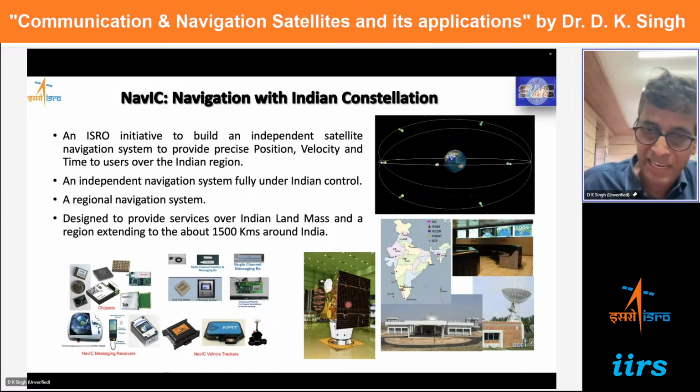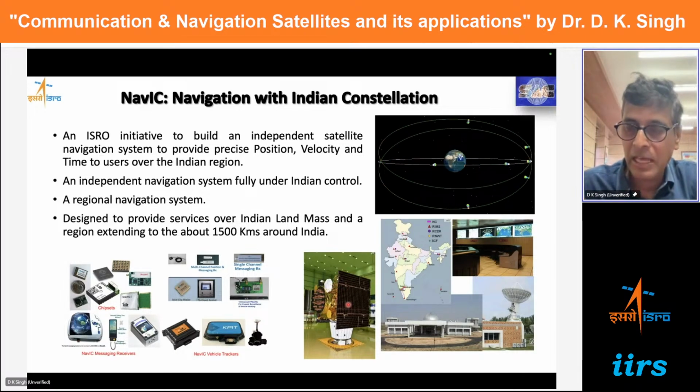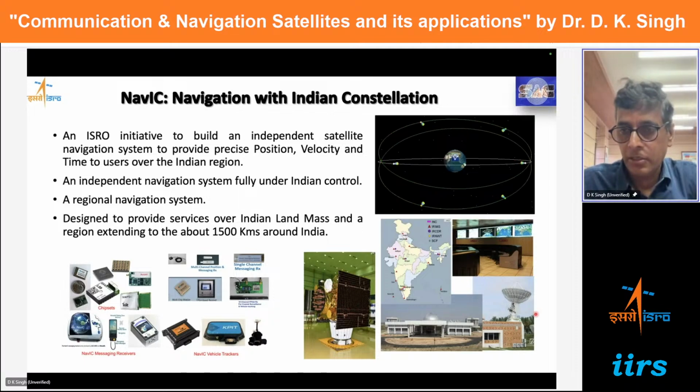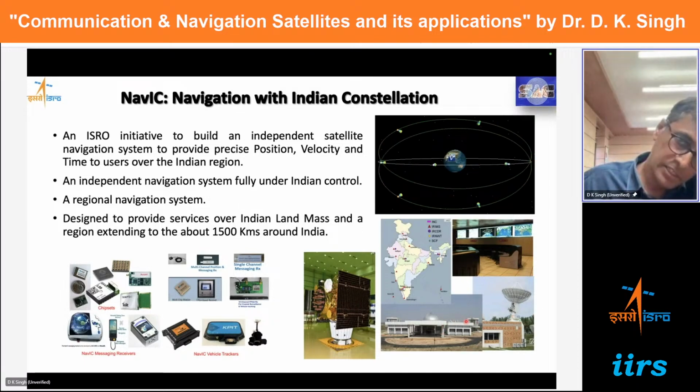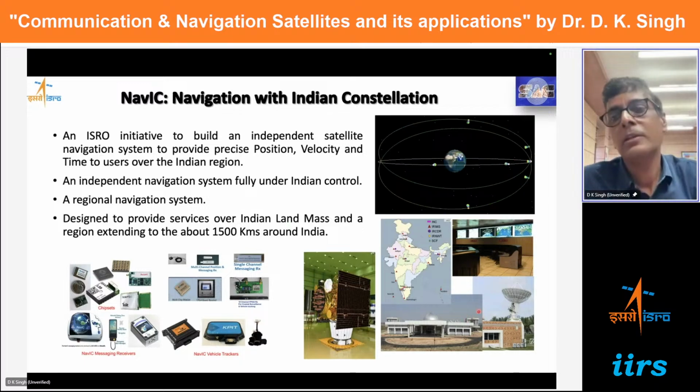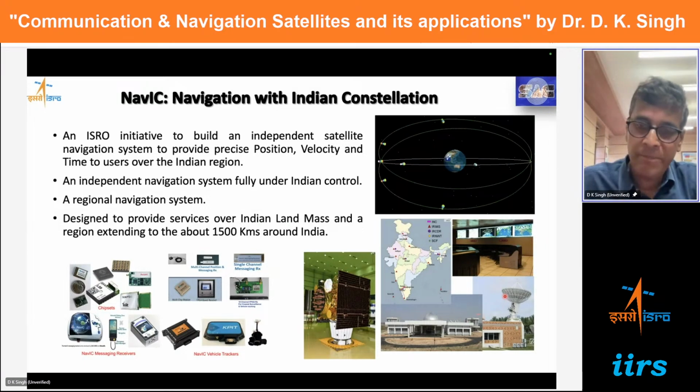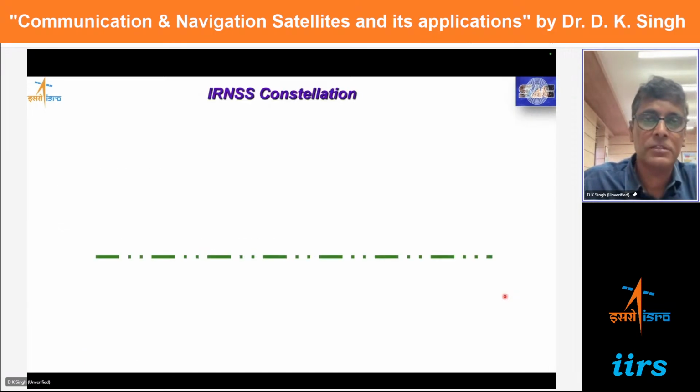This is the picture of the satellite in the clean lab before it moves for the launching. And we have a navigation center, which is the master control center at Byalalu, Bangalore, which takes care of managing the whole IRNSS network.